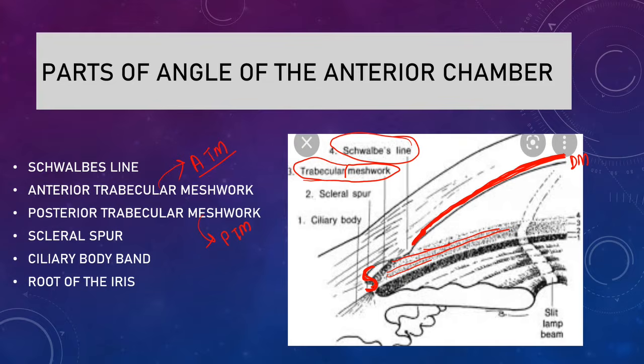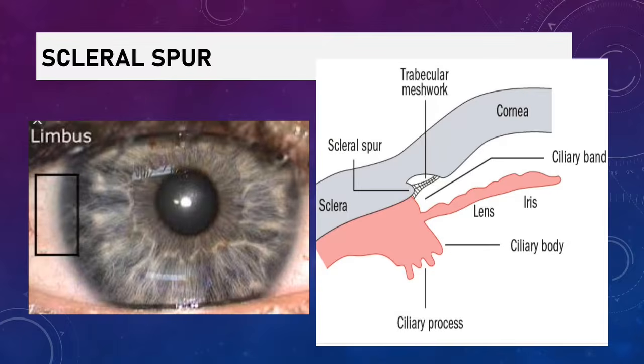And all these things, whatever I'm telling you, extend 360 degrees. The diagram over here is only showing you a part of the angle. Since the eyeball is round and the cornea is round, the anterior chamber is also present 360 degrees and you have to imagine it like that. The scleral spur is present posterior to the trabecular meshwork, and then posterior to the scleral spur, we have the ciliary body band. And posterior to that, we have the root of the iris, that is the insertion of the iris. Now at this point, it might be very confusing. However, let me explain it to you one by one.